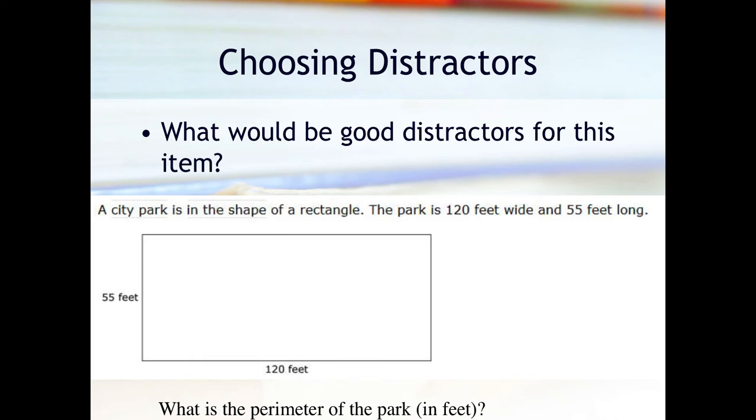So maybe 175 seems like it would be a good distractor because if a student chooses that, you know that student really doesn't know what perimeter is, can't apply it. Great. That's kind of our 50% wrong answer. I'd also probably put something like 120 maybe as kind of like the 25% correct answer.